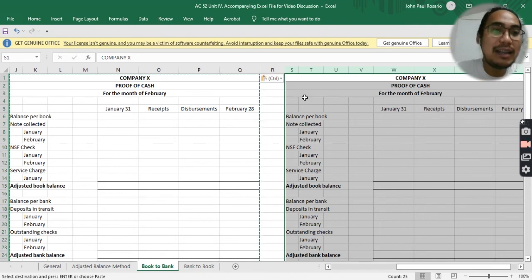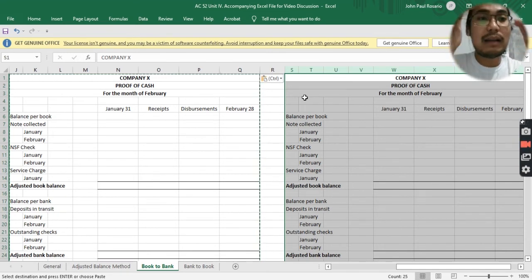Now, book to bank naman is we're trying to reconcile the book balance to the bank balance. Okay? So, in this case, kung book to bank, guys, always remember nga from book man ka, padulong ka bank. Now, book reconciling items will be treated the same, while bank reconciling items will be treated reversely.